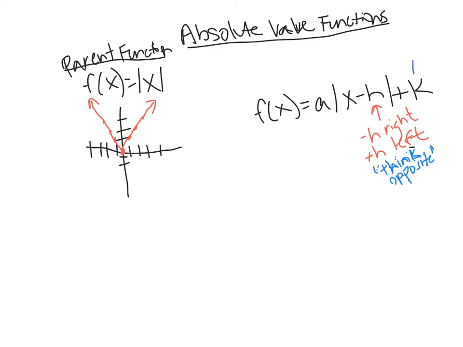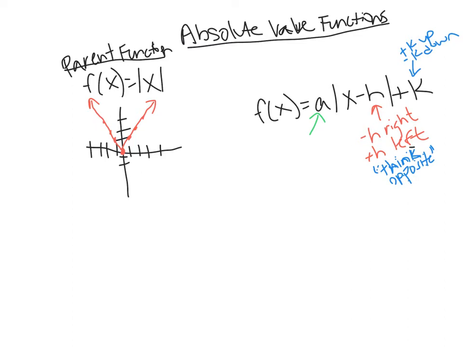If you have something added or subtracted on the outside of the absolute value symbol, you don't think opposite. So a plus k is going to move up, and a minus k is going to move the graph down. What about multiplying? Adding and subtracting deal with left and right if it's inside, up or down if it's outside. What about if it's multiplied?